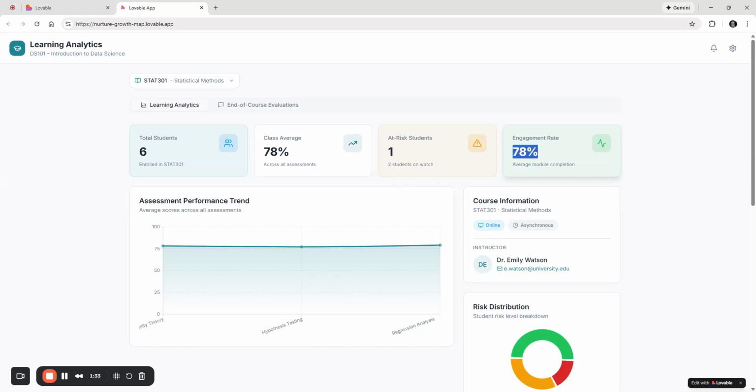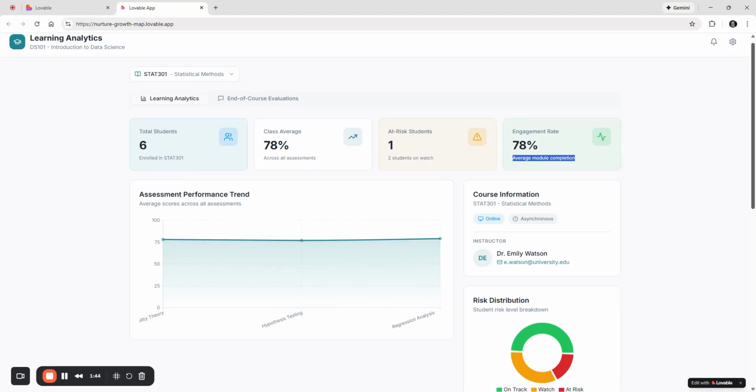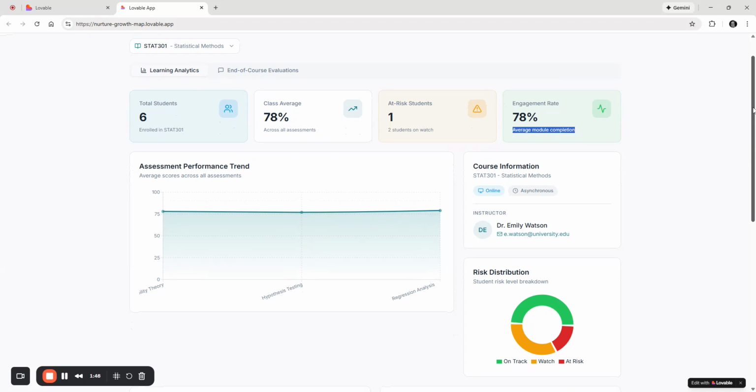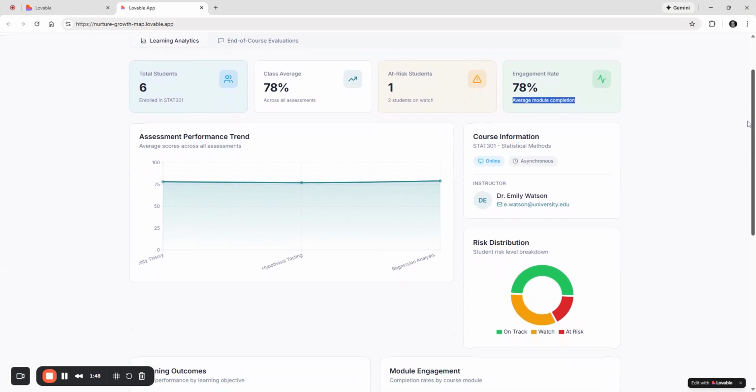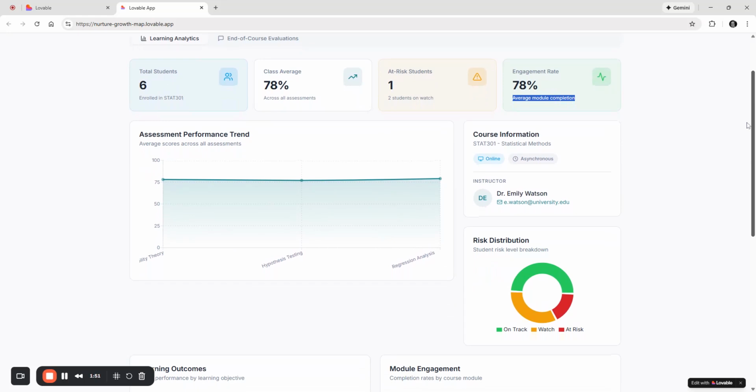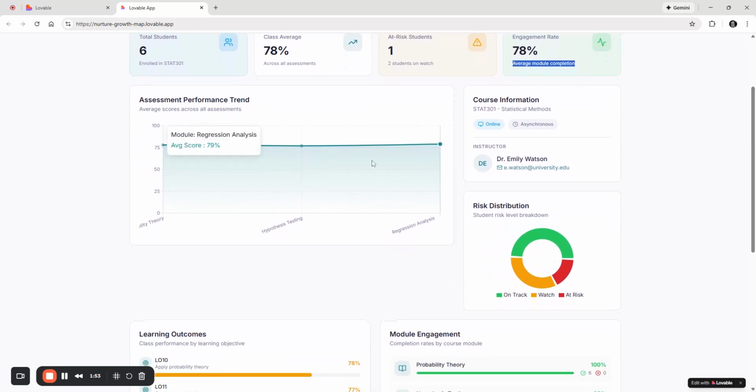This is the percentage of modules that students overall are completing. And engagement is very, very important because if students aren't engaged, it is likely they won't be able to complete their assignments. So here's a performance trend, and you can see probability theory is at 78% across all students. Hypothesis testing is 77%, and then we have regression analysis at 79%.